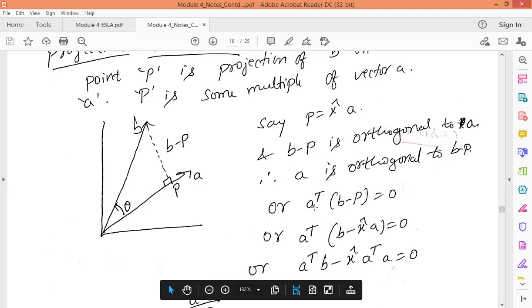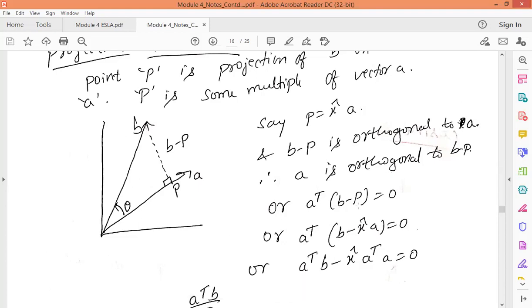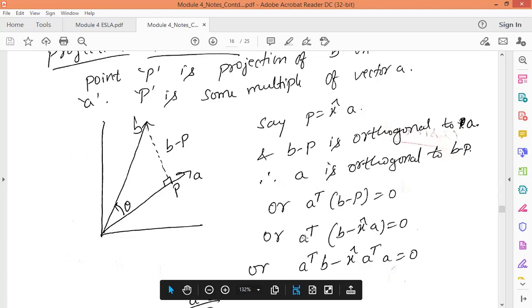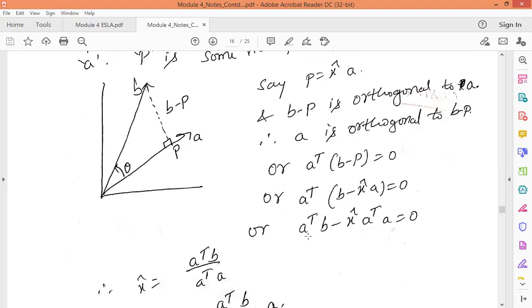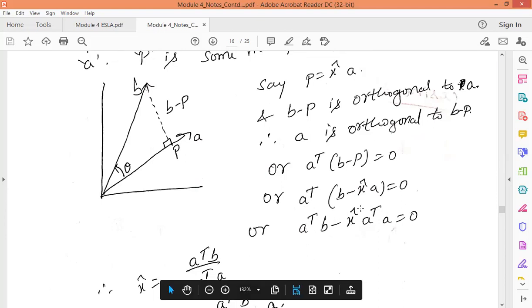So here we can write A transpose, taking the dot product with B minus P, is equal to 0. In other words, we can also write this as A transpose within the bracket B, which will be kept as it is, but P is what? X vector into A. So you are going to substitute P as X vector A. So here we have A transpose into B minus X vector A is equal to 0. Now multiplying both the terms, we'll be getting A transpose B minus X vector A transpose A is equal to 0.